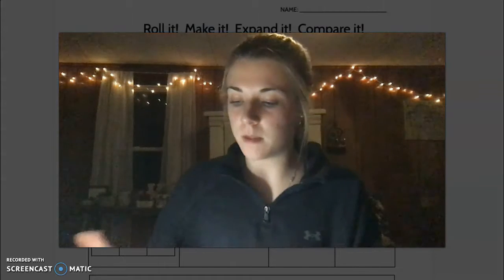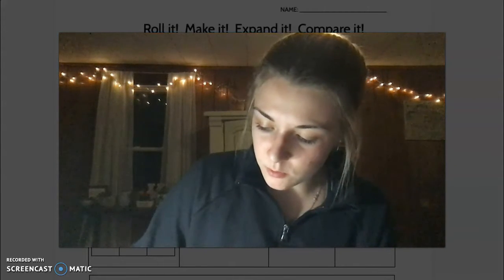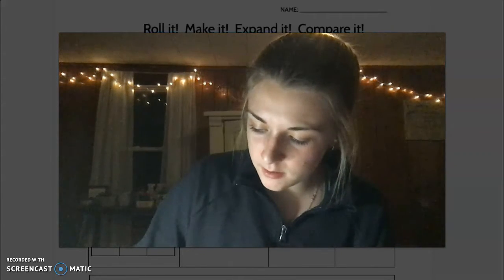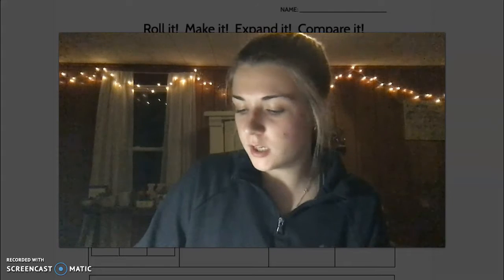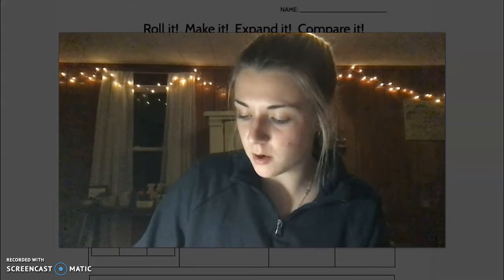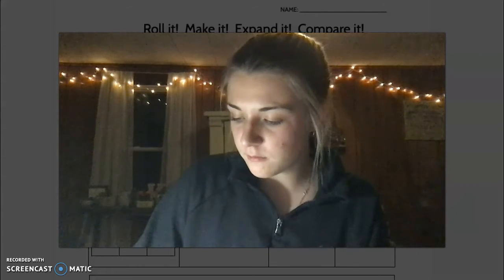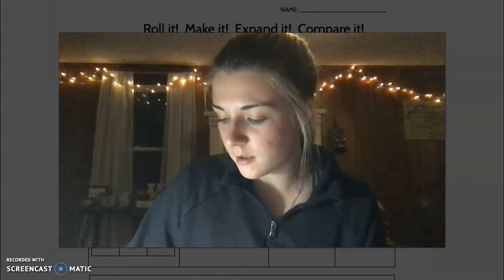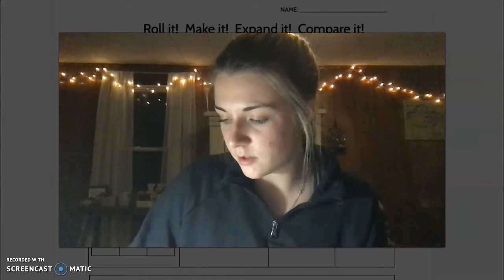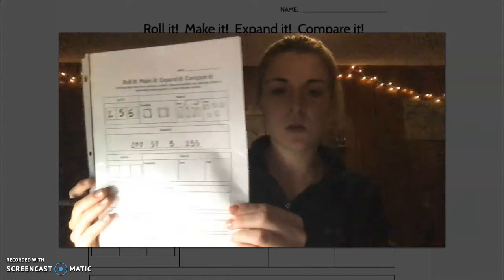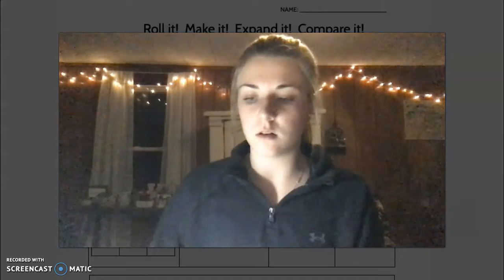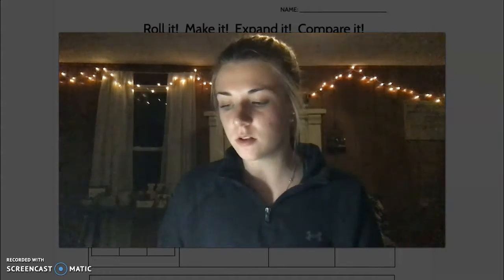And then they also have to expand it. So the 2 in the 100 spot is actually 200. The 5 in the 10 spot is actually 50. And then the 5 in the 1 spot is still 5, which makes the 255. So again, just repeated practice on what each of those look like.